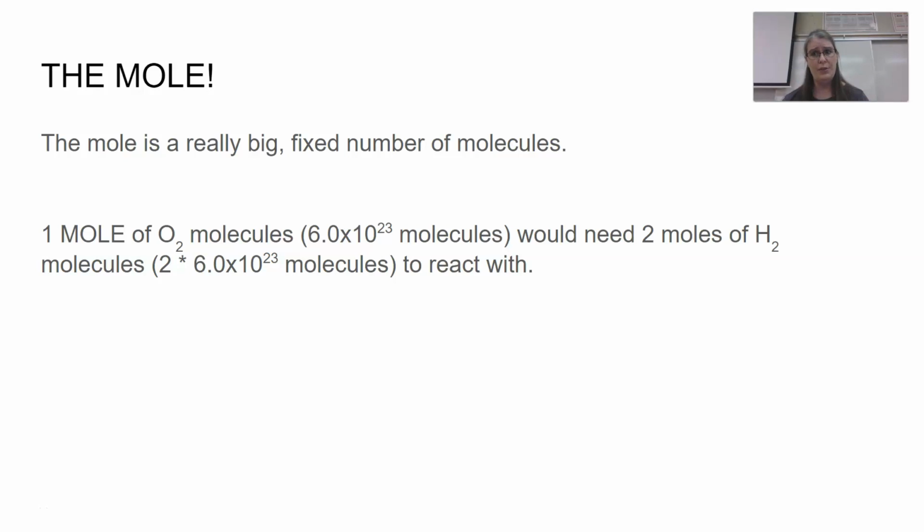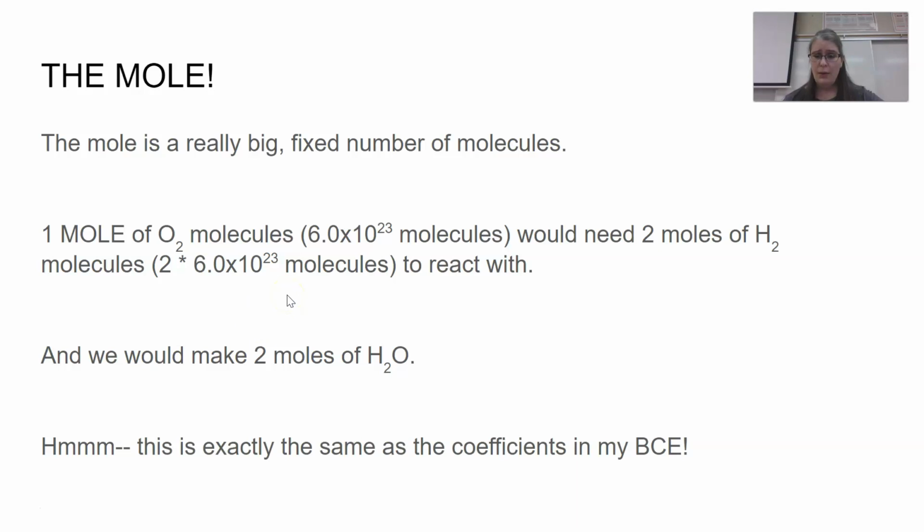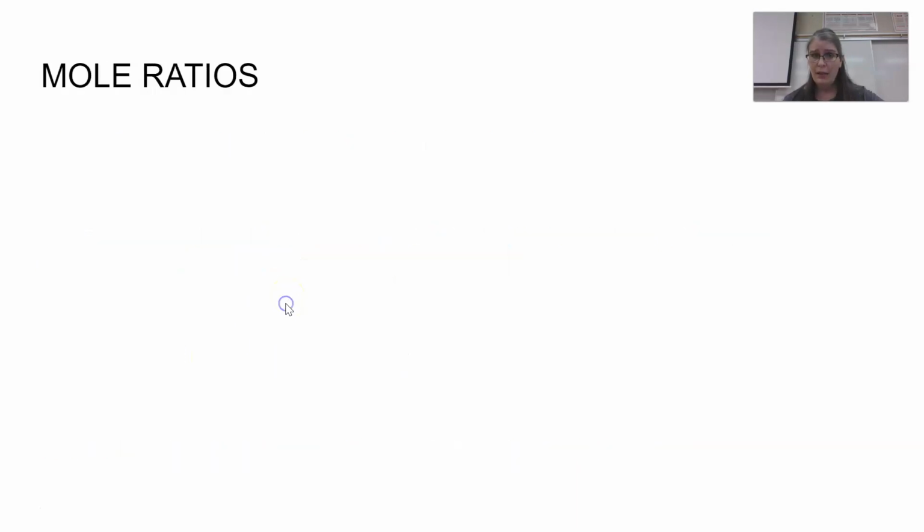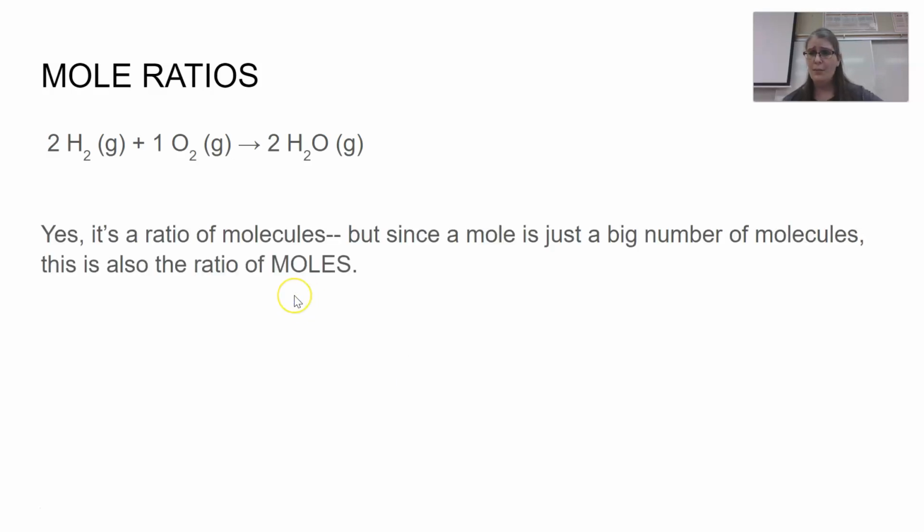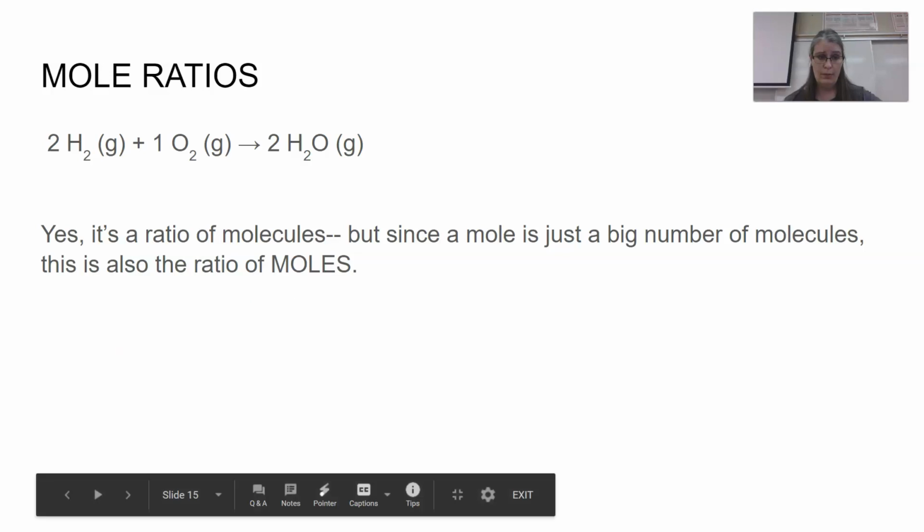And then it's a whole lot easier to just say I need 1 mole of oxygen molecules and 2 moles of H2 molecules, and I would make 2 moles of H2O, which has actually gone right back to the coefficients of my balanced chemical equation. So really, the coefficients in my BCE aren't just molecule ratios. Since a mole is just a really big number of molecules, this is also a mole ratio.